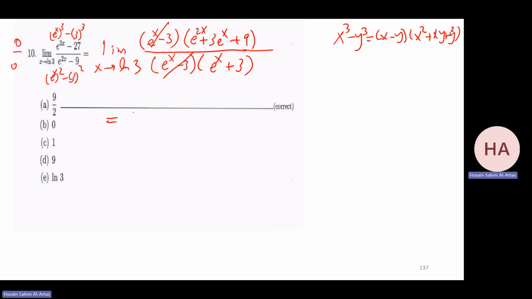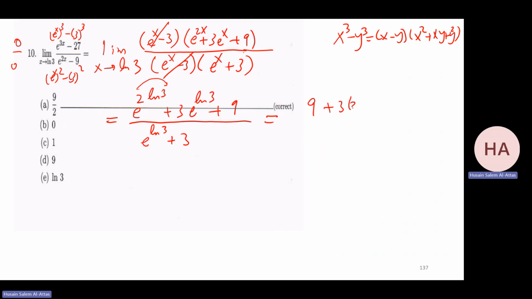Substitute now. It will be e to the power 2 ln 3 plus 3 e to the power ln 3 plus 9 over e to the power ln 3 plus 3. This will go as a power. So this is 9, this is 3 times 3, plus 9 over 3 plus 3. So it will be 9 plus 9 plus 9, 27 over 6, 9 over 2.